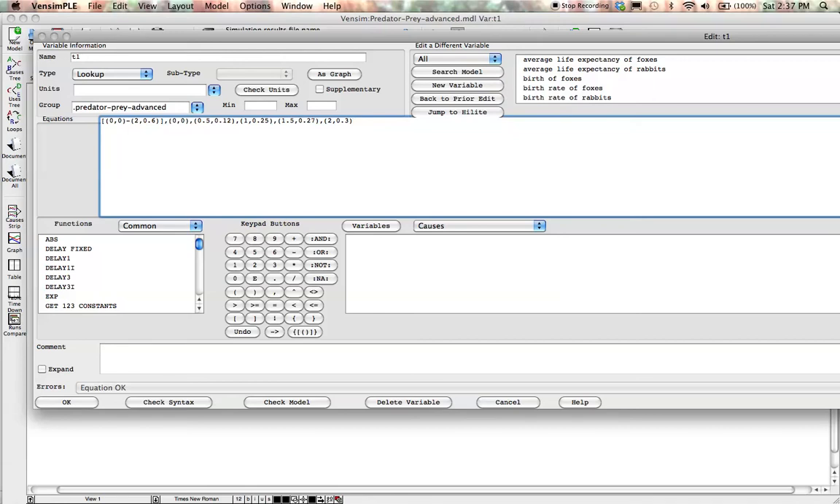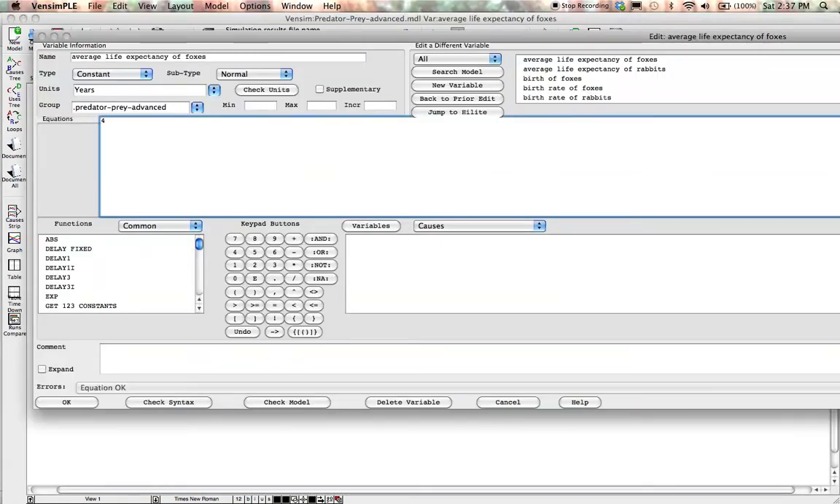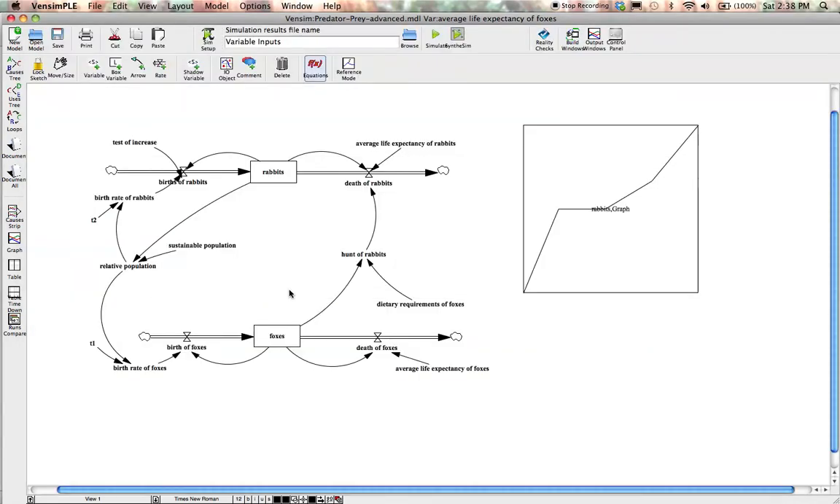So that's the range in which the growth rate of the foxes moves. Okay, so that dictates the foxes, and then the foxes die also, and the only reason that foxes die is natural causes in this model, and it's driven by an average life expectancy of 4 years. So after 4 years these foxes die, or at least on average.